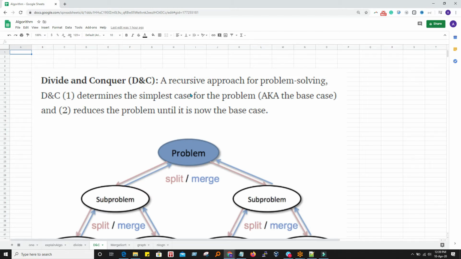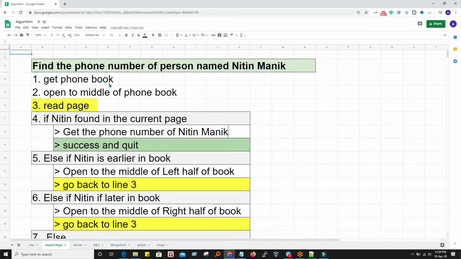This is just to give you insights about what an algorithm is. An algorithm is just step-by-step instructions to solve a problem. Now consider one more example. For example, you have a phone book, and in that phone book you have to find the number of a person, Nitin Manik. If you want to search for Nitin Manik in a phone book so that you can find his phone number, how do you do it? Step 1, you get the phone book.